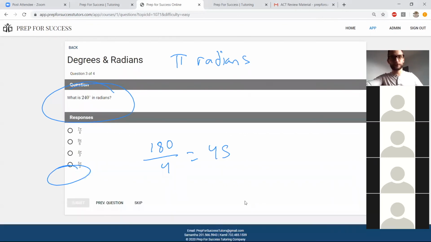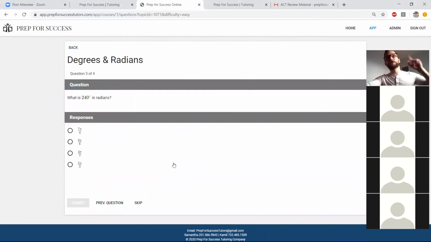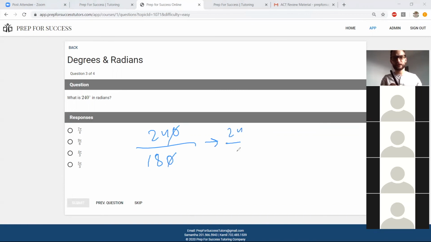Okay, all right, well now, what if they want us to convert the other way? What if they tell us 240 degrees and I want it in terms of radians? Well, what you do is you would just divide it by 180. And that would give us 24 over 18, which is pull out a 2, 12 over 9, which pull out a 3, 4 over 3. And then you have to put pi radians. So it would be C.